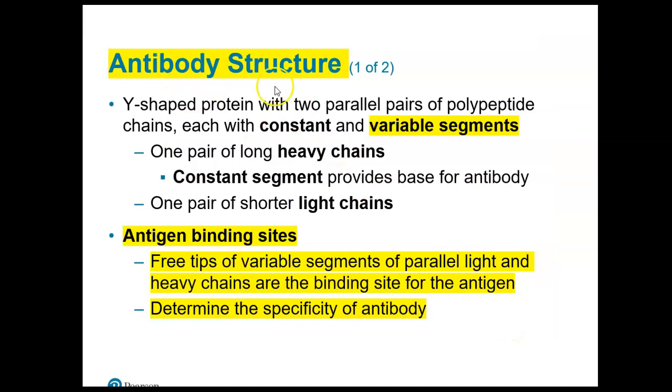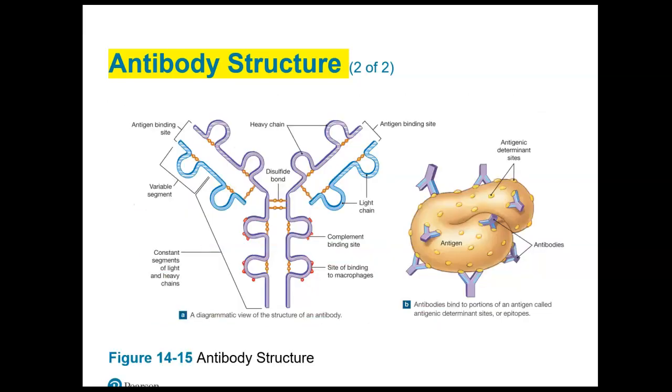Now, as far as the antibodies, how do they actually work? B cells destroy or attack antigens by producing antibody, but it's the antibody that does the job. So antibodies have constant and variable segments, and it is the variable segment that makes it one of the different types. Antigen binding sites are free tips of the variable segments, and they determine the specificity of the antibody.